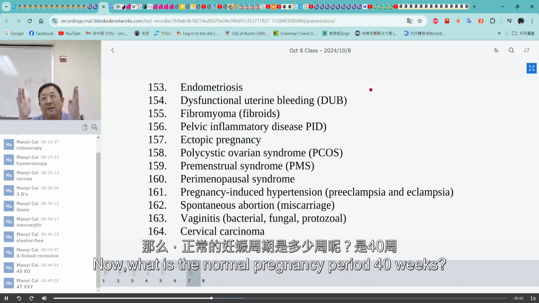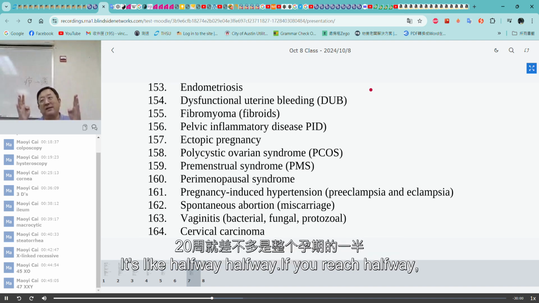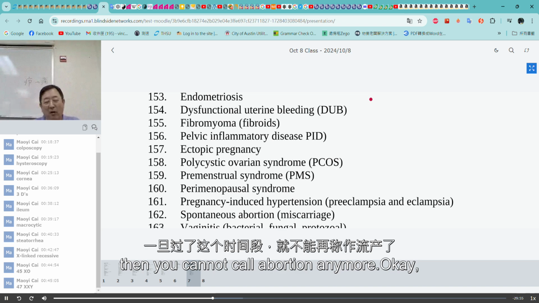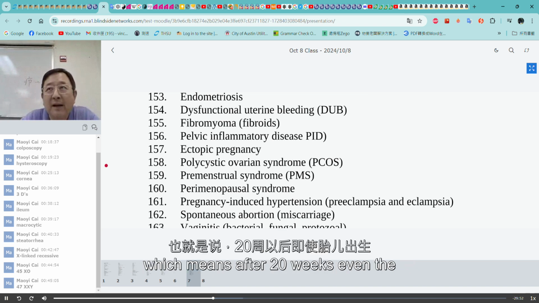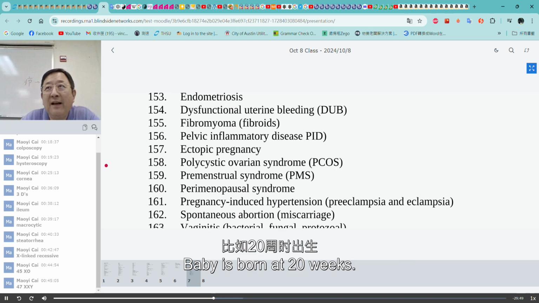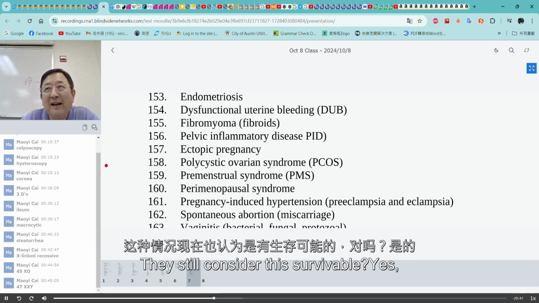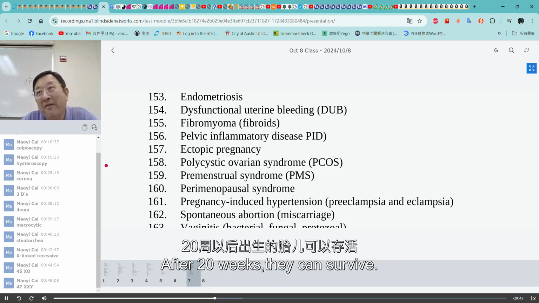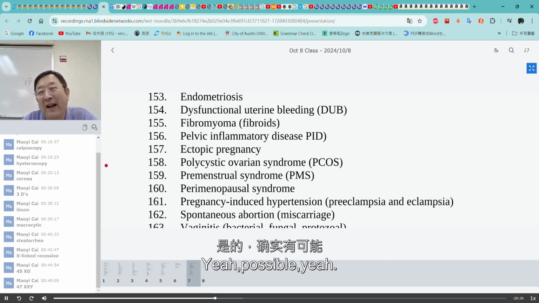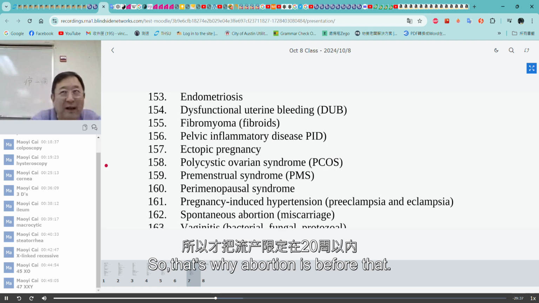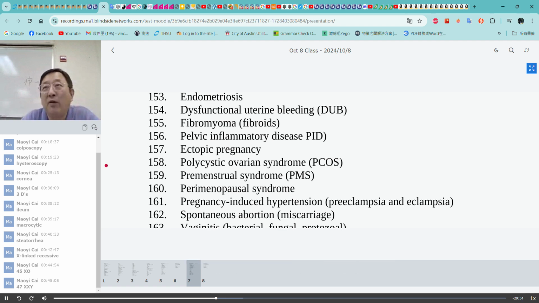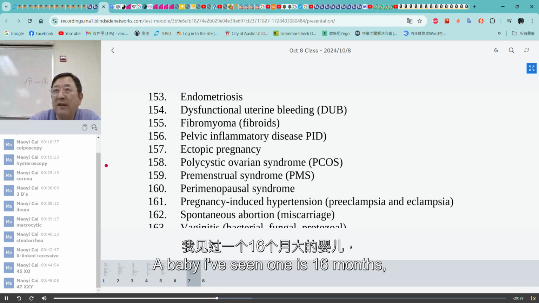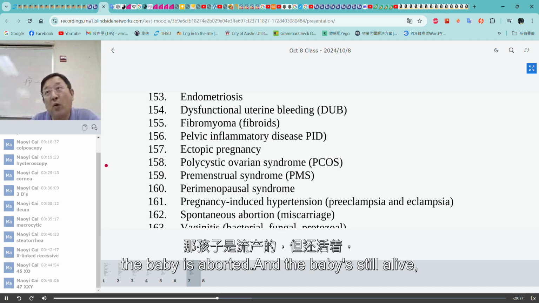Now, what is a normal pregnancy period? 40 weeks. So 20 weeks is halfway. If you reach halfway, then you cannot call it abortion anymore. Which means after 20 weeks, even if the baby is born at 20 weeks, they still consider it survivable. Yes, it could survive. After 20 weeks, they can survive. Yeah, possible. So that's why abortion is before that. Well, in an abortion the baby could still be alive, you know. I've seen one at 16 weeks, the baby is aborted and the baby's still alive.